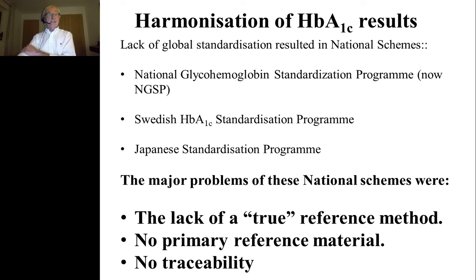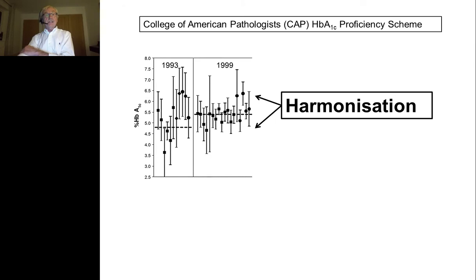This lack of standardization led to a number of countries introducing national standardization schemes. Probably the most recognized one is the National Glycohemoglobin Standardization Program, now called the NGSP. The problem with all these national schemes was there was a lack of a true reference method. There was no primary reference material and no traceability. But these harmonization schemes did work.